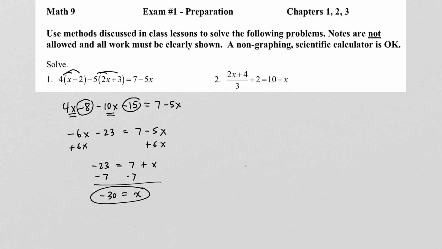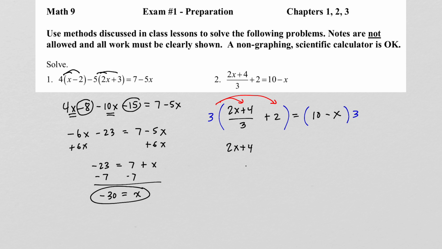In the next problem, we have a fraction. The best thing to do when you have a fraction is get rid of the fraction by multiplying both sides by the least common denominator. The least common denominator here is 3. So what I can do here is multiply the left side of the equation by 3 and the right side by 3. Distributing the 3 here is going to cancel the 3, giving us 2x plus 4.